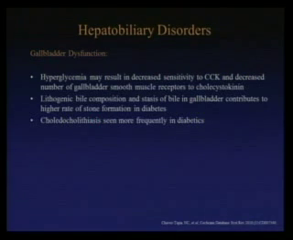Gallbladder dysfunction is common in type 2 diabetics. They are more prone to the development of cholelithiasis as well as choledocholithiasis. They typically have a more lithogenic bile composition compared to normal controls, and there is stasis of bile in the gallbladder that contributes to a higher rate of stone formation in these patients.